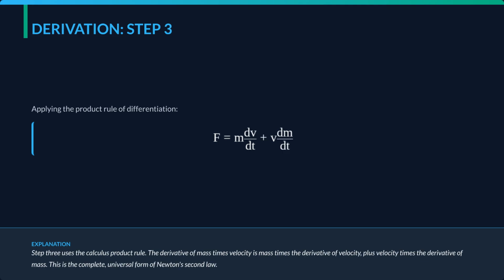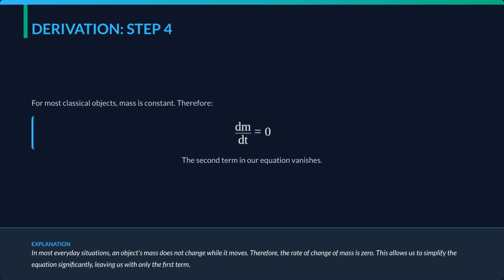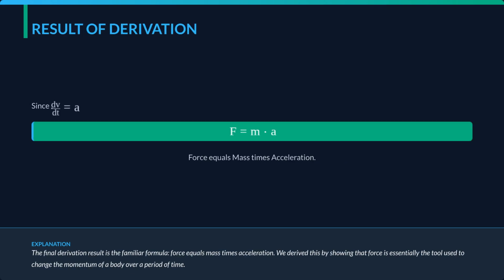Applying the calculus product rule gives us the derivative of mass times velocity. This yields mass times the derivative of velocity, plus velocity times the derivative of mass. This is the universal form of Newton's second law. In most classical situations, an object's mass remains constant. Therefore, the rate of change of mass is 0. This simplifies the equation significantly, causing the second term to vanish. Since the derivative of velocity with respect to time is acceleration, we arrive at the familiar formula: force equals mass times acceleration. This derivation shows that force is the tool used to change a body's momentum over time.